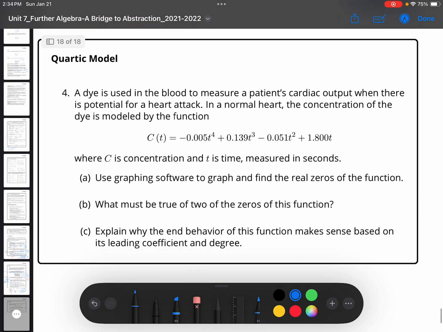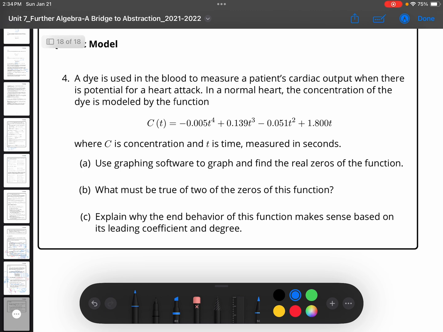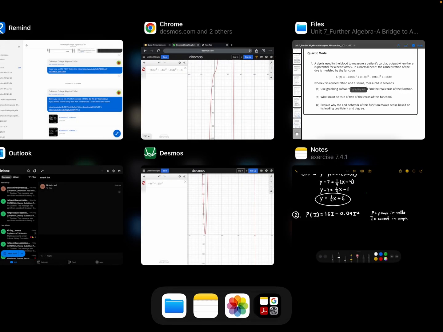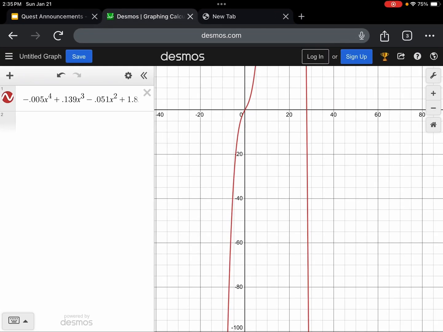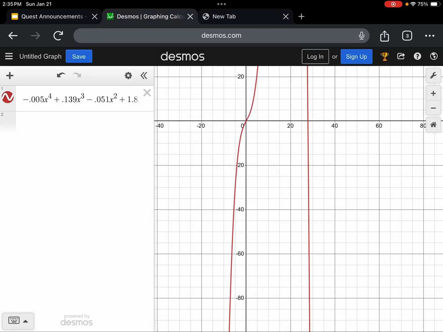All right, last but not least, this quartic model. Luckily for us, it gave us the actual equation, which is really nice. Now, it's asking us to use the graphing software to graph and find the real zeros of the function. Now, I will tell you, you can use an Inspire. However, especially if you're at home, use Desmos, right? So if you just go to Google and Google Desmos graphing calculator particularly, it could actually graph it for you. So notice it right here, I've already graphed it.